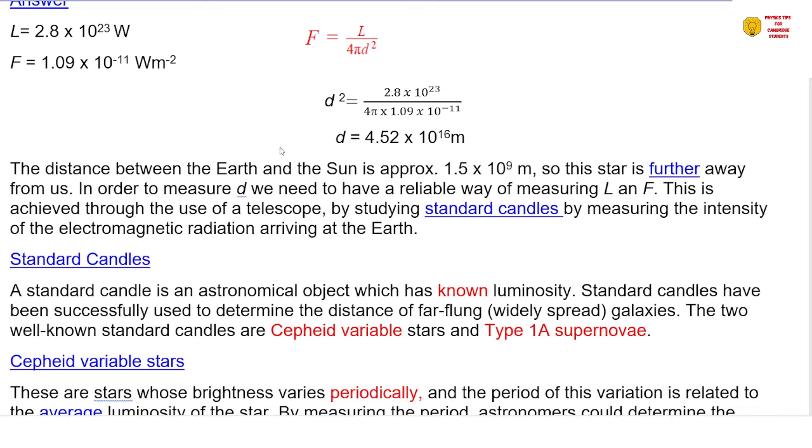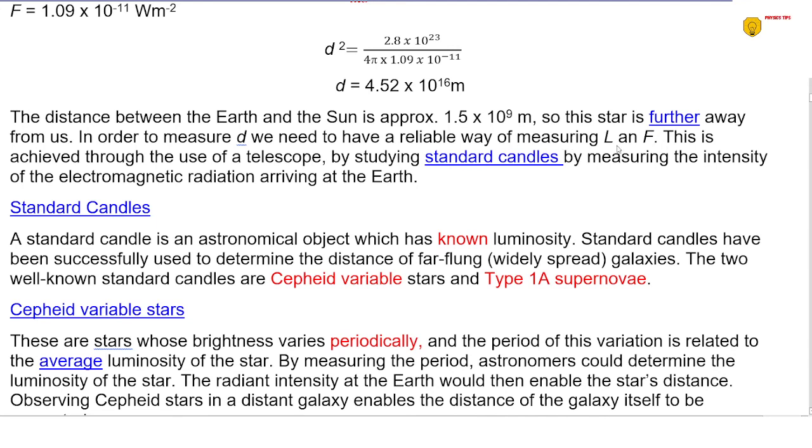The distance between the Earth and the Sun is approximately 1.5 times 10 to the power of 9 meters. So this star must be further away from us. As you can see, the order for the Sun is 10 to the 9, and for Proxima Centauri is 10 to the 16. In order to measure d, we need to have a reliable way of measuring L and F. This is achieved through the use of telescopes. These telescopes have diffraction gratings on them, and then you can study the spectra, which we're going to talk about later, and that way you can deduce the distance.